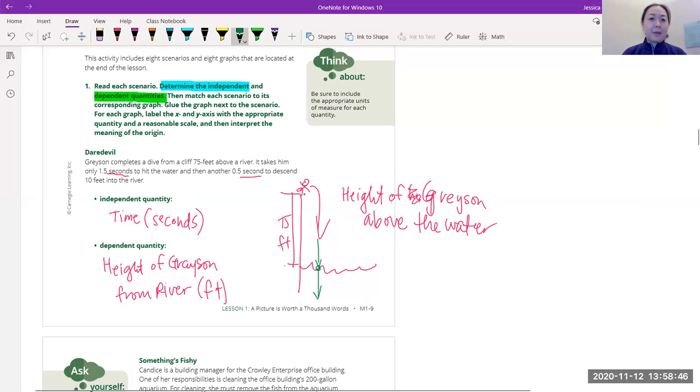And so here's Grayson, my beautiful picture, right? And then going down, and then going below. So height of Grayson from the river, in feet. How do we know we're measuring in feet? Because it says right here, it's a 75-foot cliff, right? So that's when we know we're measuring in feet. We like to keep them all the same, all right?